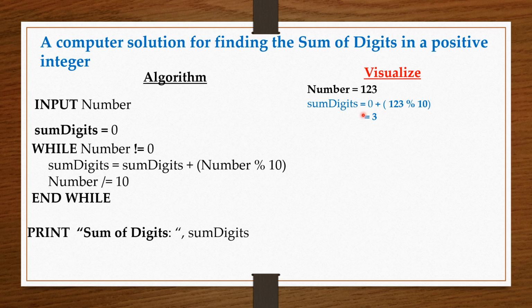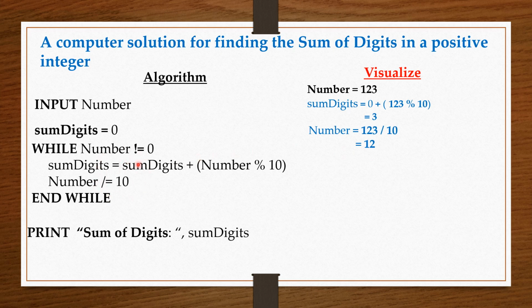Then next, number divided equals, which is we are dividing the number by 10. So 123 divided by 10 equals 12 and not 12.3 because an integer divided by an integer is an integer. So at the end of the first loop, SumDigit equals 3 and the number equals 12. Again, the condition to enter the while loop is that the number is not 0. Since the number 12 is not 0, we can enter the while loop for a second time.